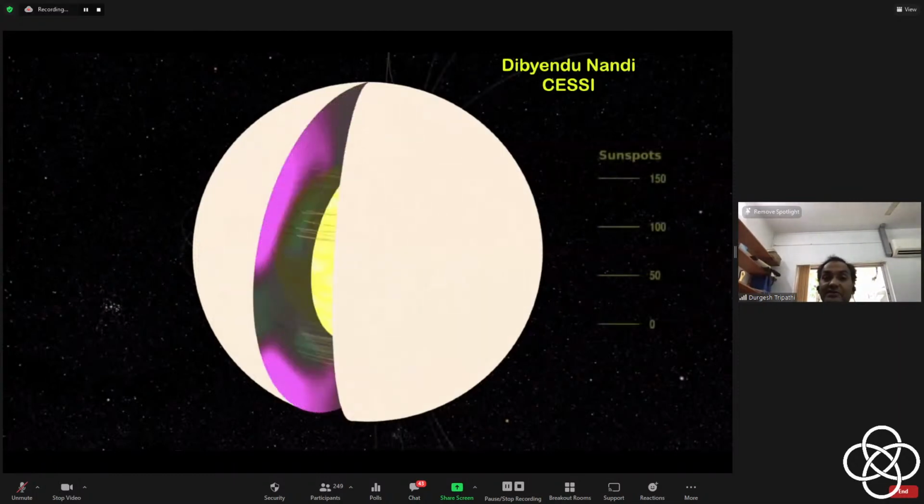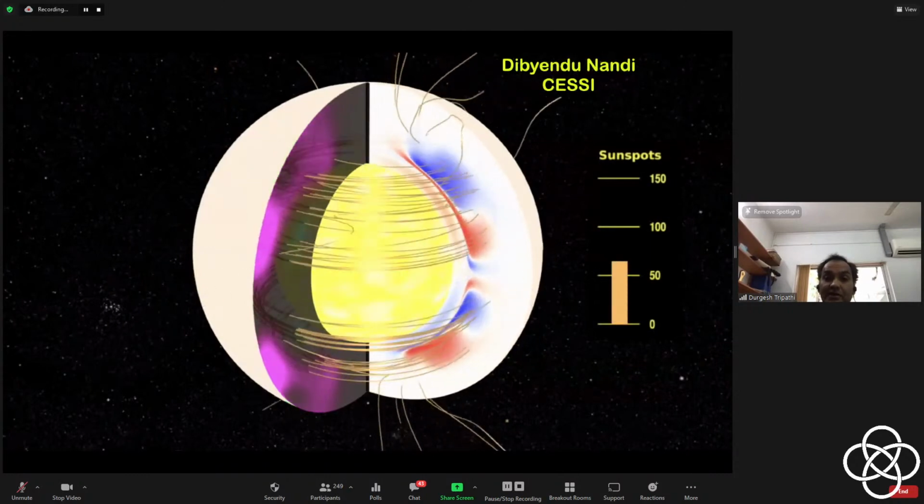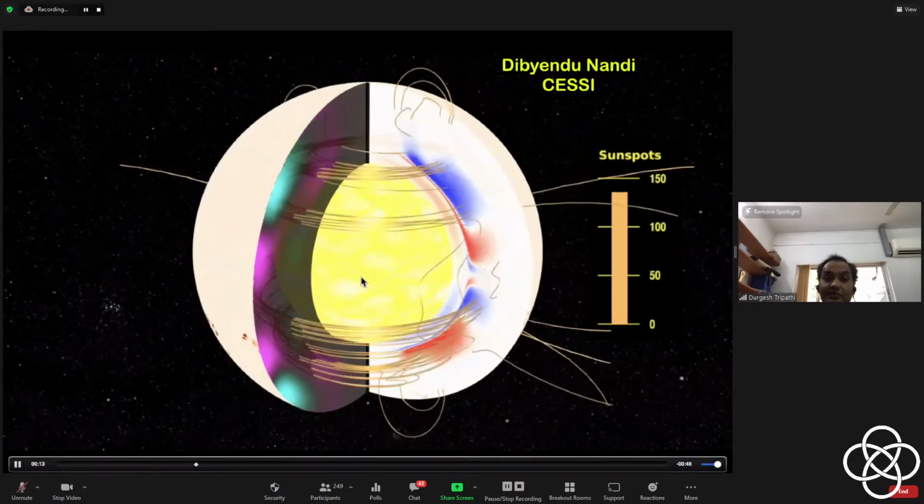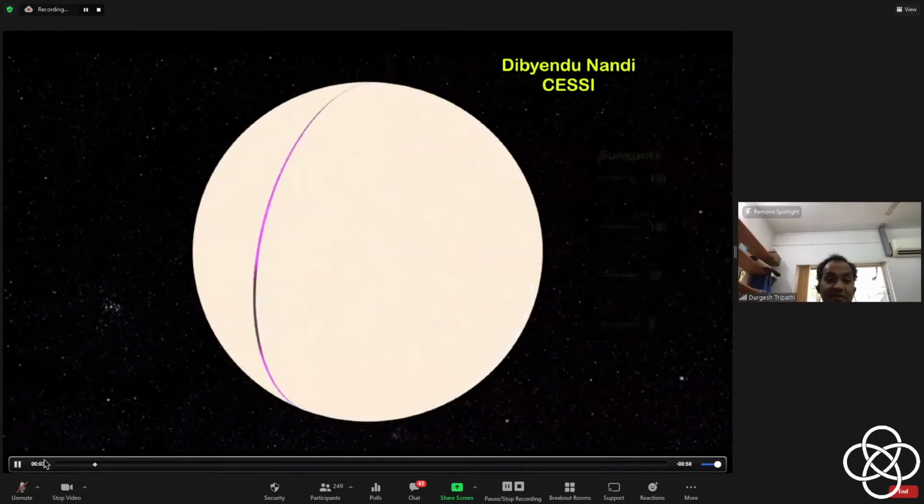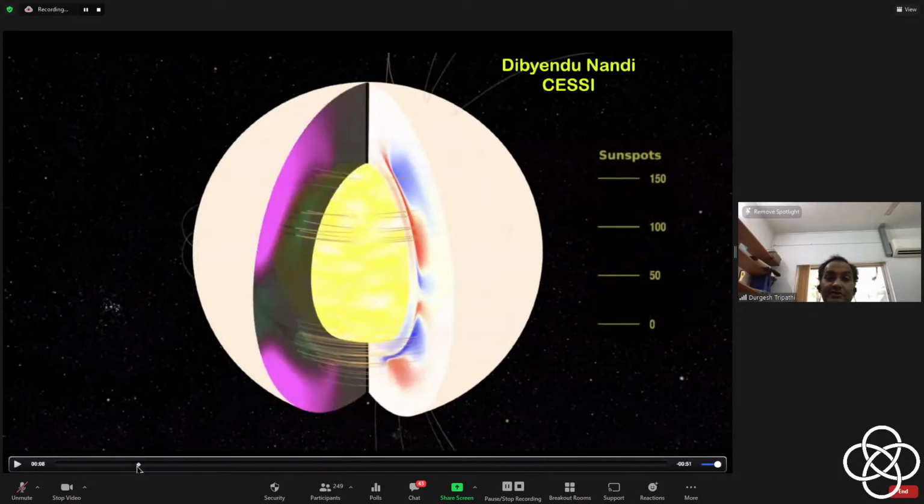This is an animation put together by the SESI group at IISER Kolkata. Let me start from the beginning. It goes from the sunspot observation to opening up, and it goes into the convection zone. This is at the bottom of the convection zone. You see a lot of shearing layer, and this is the toroidal flux which is forming.